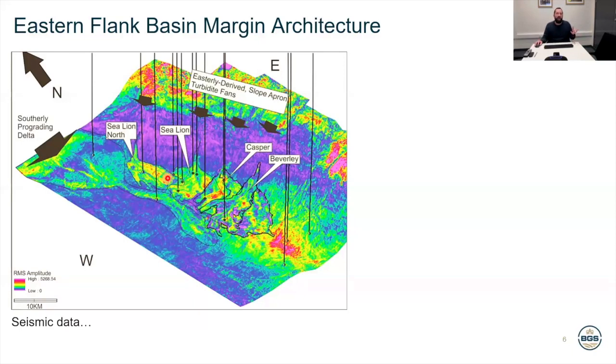So essentially, the brighter colours, the reds and yellows, are where there are more sand-prone facies. So this is the Sea Line North fan, the Sea Line fan, Casper, Beverley, fed from the eastern margin feeder system. They come into the basin and interdigitate with a delta that progrades in from the north towards the south. These are probably delta toe set deposits in here, and this is the lake basin floor. So they do interact along that feature in here. So that's the seismic evidence base for the setting.